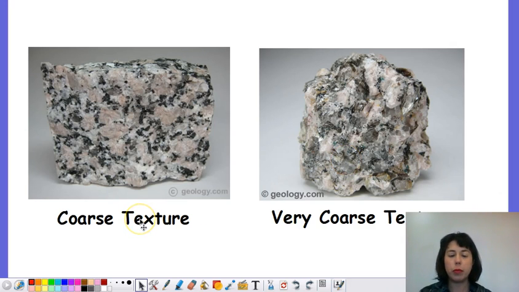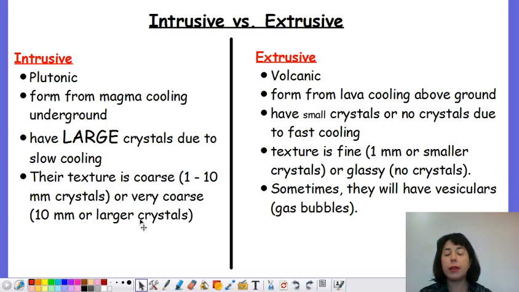Sometimes it can be extrusive. Another name for extrusive is volcanic. This is what happens when lava cools above the ground, and they'll have really small crystals or no crystals due to their fast cooling. They might even have a glassy texture or a lot of vesicular texture. They'll have a lot of those gas bubbles like we saw earlier, and the texture would be fine or glassy.